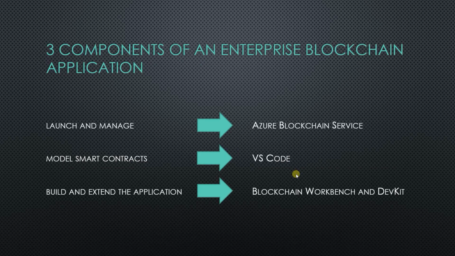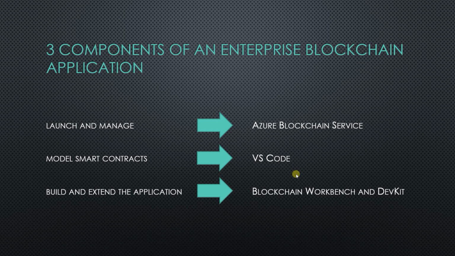Let me start by just showing you what the components are of an enterprise blockchain application. You have three components. You have to launch and manage an application, that you can do on the Azure Blockchain Service. You need to model smart contracts. You can do that using Visual Studio Code, and there is a Visual Studio Code extension for blockchain that is very helpful in modeling, creating and testing your smart contract.